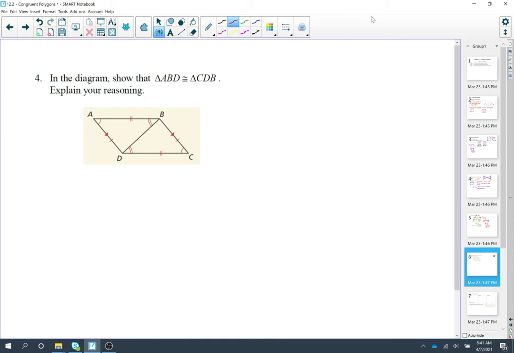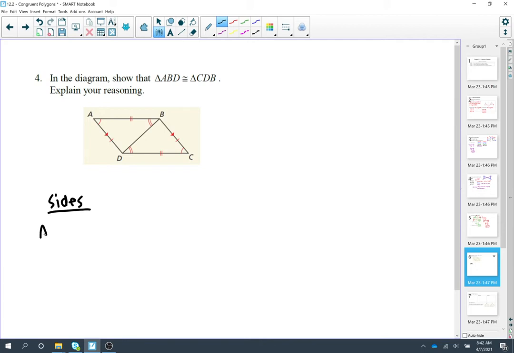Example 4. In the diagram, show that triangle ABD is congruent to triangle CDB and explain your reasoning. So again, if we're trying to prove that two triangles are congruent, we need to show that all of their sides and all of their angles are congruent. So I'm going to start with sides.